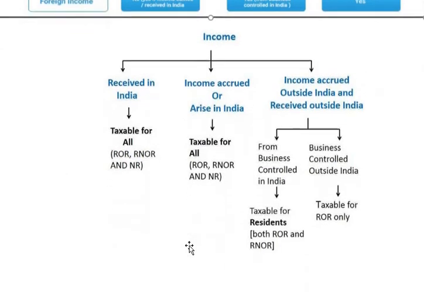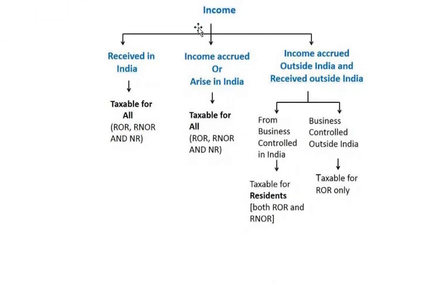So let us understand it this way. There is income which is received in India, so it is taxable for all the three categories: resident and ordinarily resident, resident but not ordinarily resident, and non-resident. All the three categories, if the income is received in India, will be taxed in India. Income accrued or arising in India is taxable for all the three categories. If the income is accruing or arising in India, in all the three categories it is taxable in India.